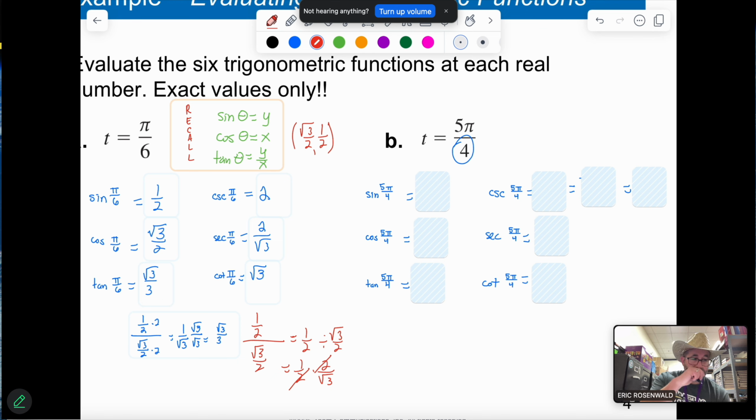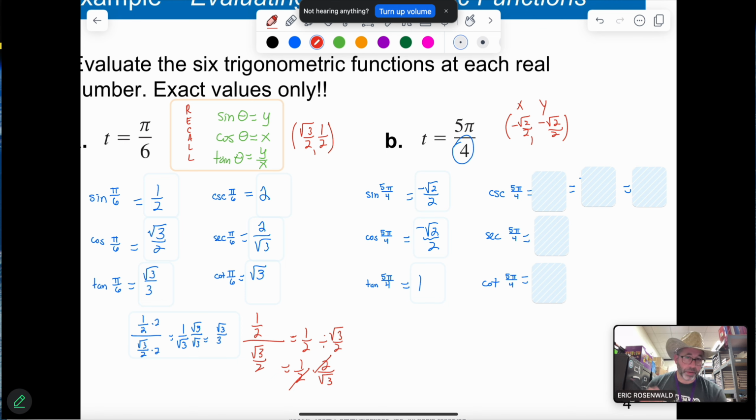When we're looking at 5 pi over 4, you can see that that coordinate is at 225 degrees, which has a coordinate of negative root 2 over 2 and then negative root 2 over 2. Okay? And so the y value there is negative root 2 over 2. Cosine is negative root 2 over 2. Anything divided by itself, y divided by x, because this is x, this is y. Anything divided by itself is just going to equal 1.